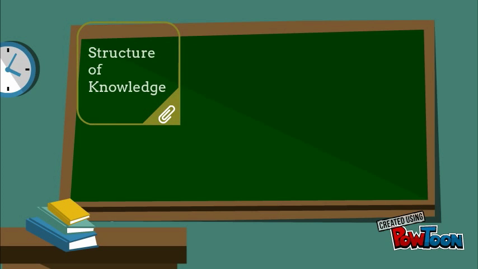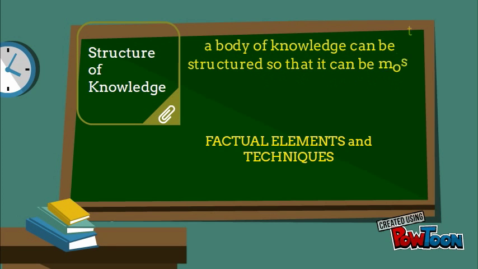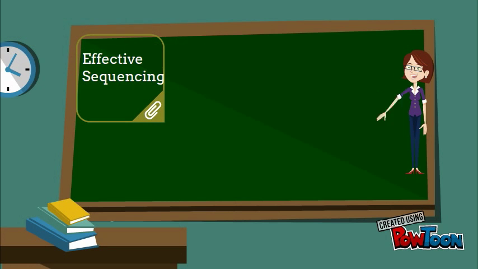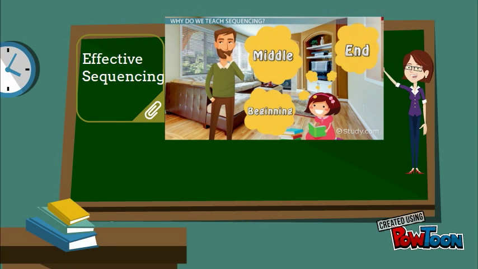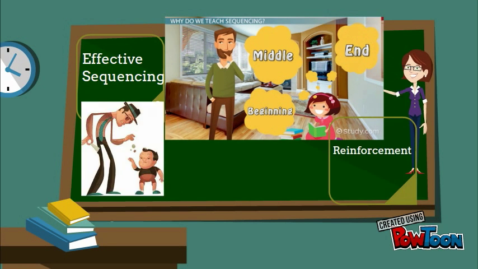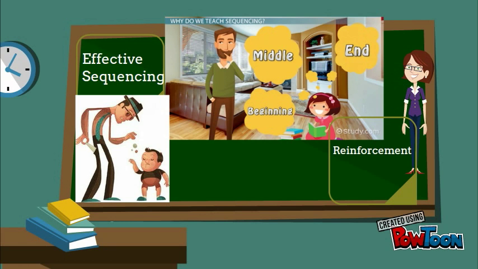The second one is the structure of knowledge, in which a body of knowledge can be structured so that it can be most readily grasped by the learner, and there are some considerable details about structuring knowledge, which is understanding the fundamental structure of a subject by means of categorization as a fundamental. The third aspect is the effective sequencing, where the lesson can be presented in increasing difficulty, and the last one is reinforcement, wherein rewards and punishment should be selected and paced appropriately.